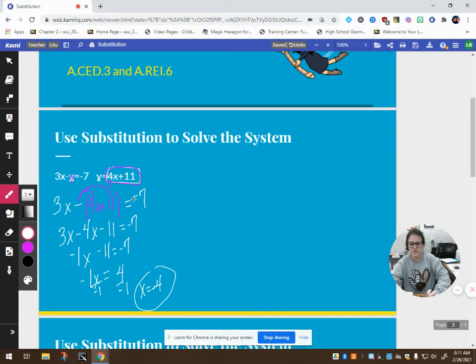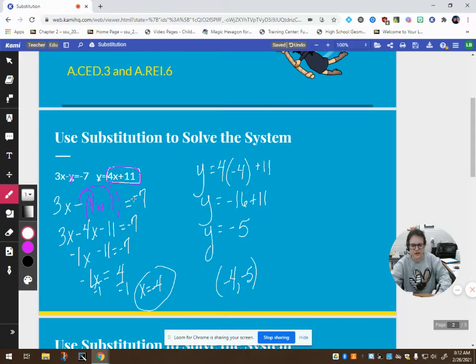There we have it. We've solved for x. Now we need to know what is the value of y. So y is equal to, according to this, 4 times my x, which again I'm substituting this value in, -4, plus 11. So I get -16 plus 11. They're different signs, so I subtract. 16 take away 11 is 5. Keep the sign of the larger number, so it's -5. So my solution is (-4, -5).